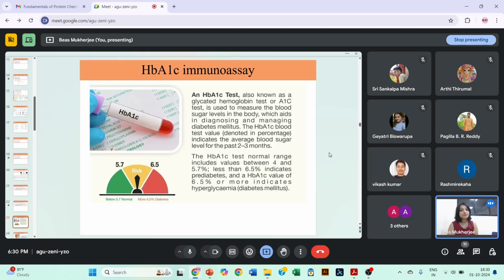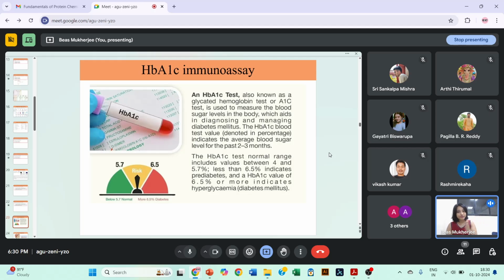So an HbA1c test is also known as a glycated hemoglobin test or A1c test. This is used to measure the blood sugar levels in the body, which aids in diagnosing and managing diabetes mellitus. So the HbA1c blood test value, denoted in percentage, that you can see, okay, indicates the average blood sugar level for the past 2-3 months. Now, HbA1c test normal range includes values between 4 and 5.7%.